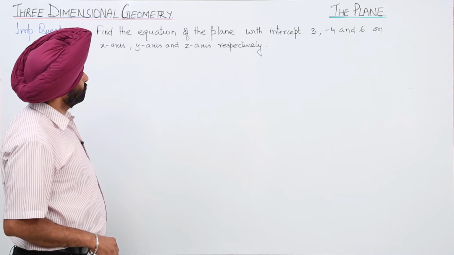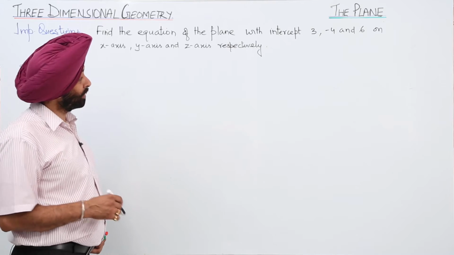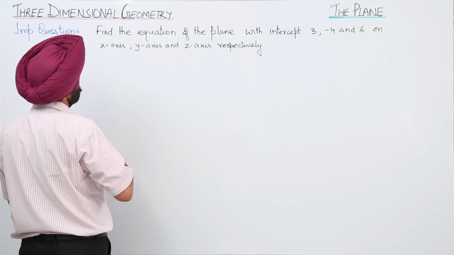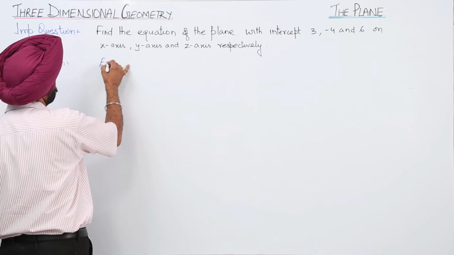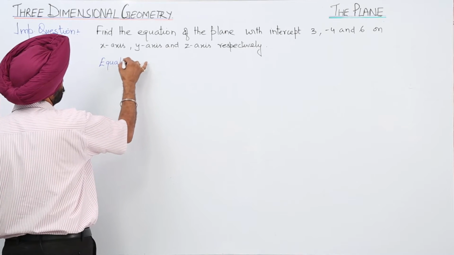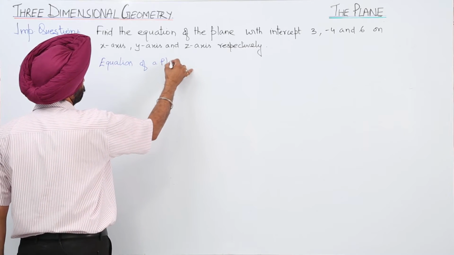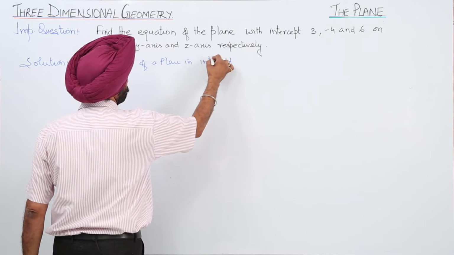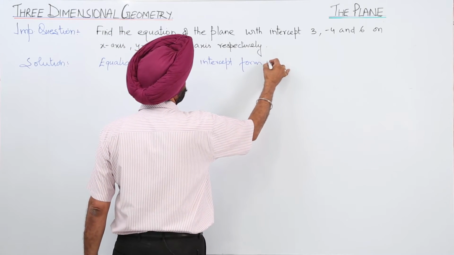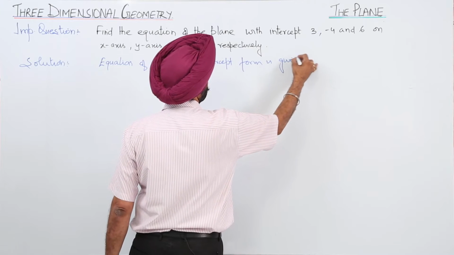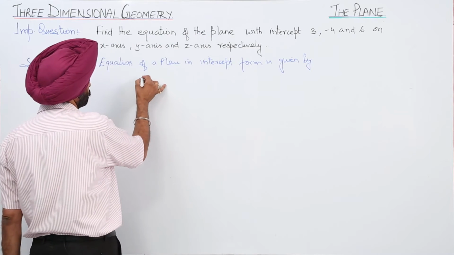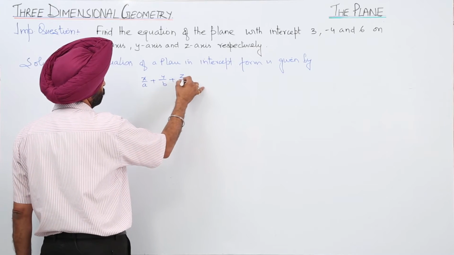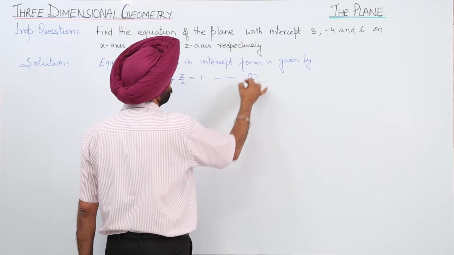We have to find the equation of the plane with intercepts given 3, -4 and 6 on x axis, y axis and z axis respectively. Now, equation of a plane in intercept form is given by x upon a plus y upon b plus z upon c is equal to 1.